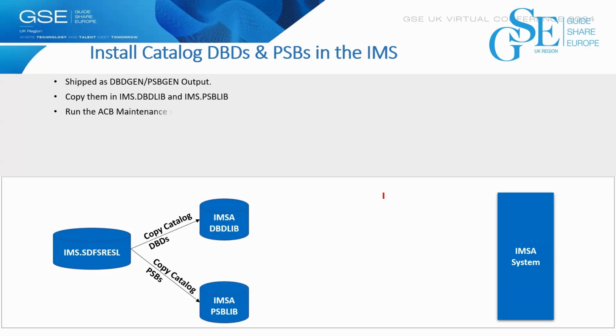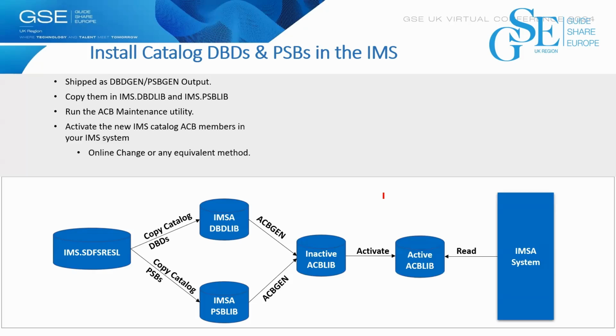Once they are copied, you need to run the ACB maintenance utility to create the ACB control blocks for these databases and the PSBs. Then you can use online change or any other equivalent method, like a delta reload, to activate these PSBs and DBDs in the IMS. It's not required for you to define the MOD blocks for these resources, as IMS takes care of it for you.